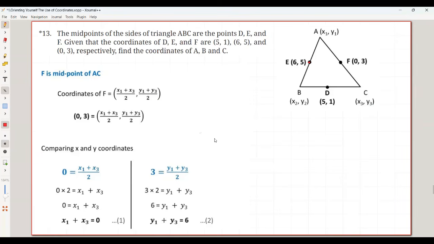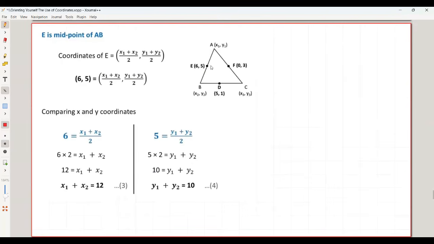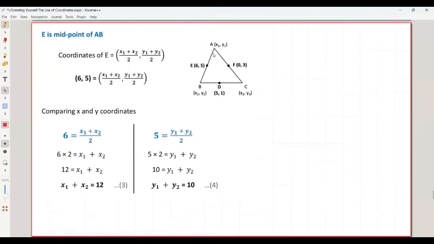Now you take the next midpoint. E is the midpoint of A and B. Apply the same formula x1 plus x2 by 2, y1 plus y2 by 2. Compare x coordinate with x coordinate, y coordinate with y coordinate. Simplify it. We are getting equation number 3 and 4.